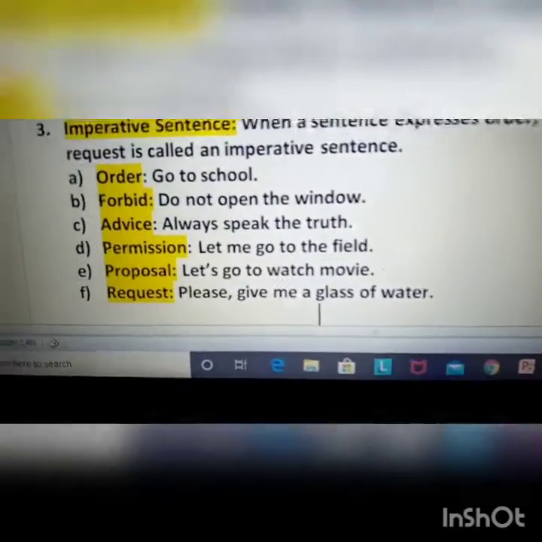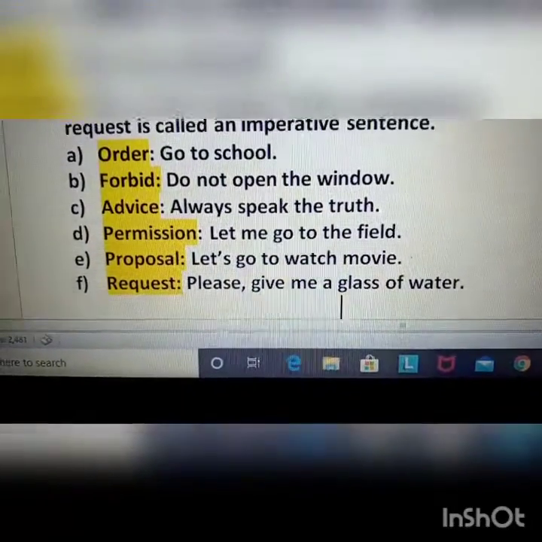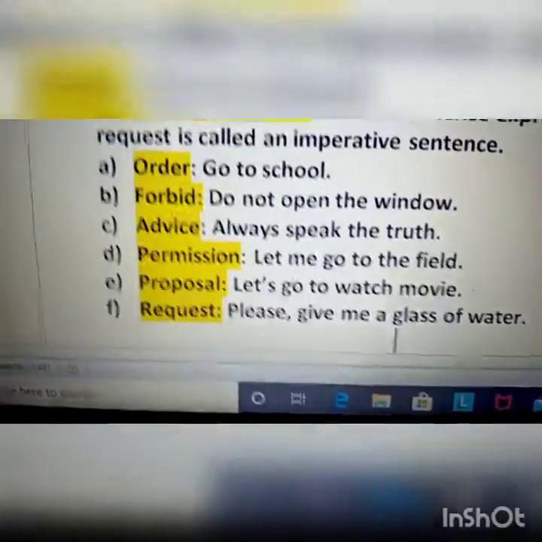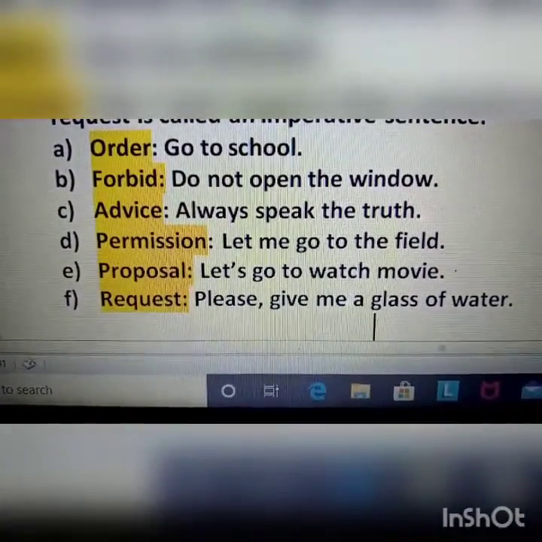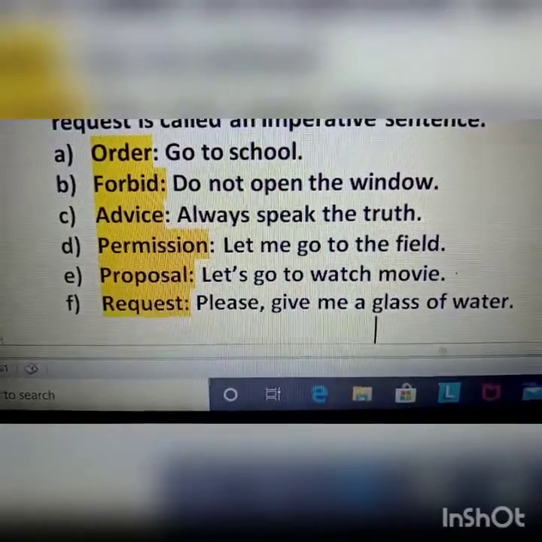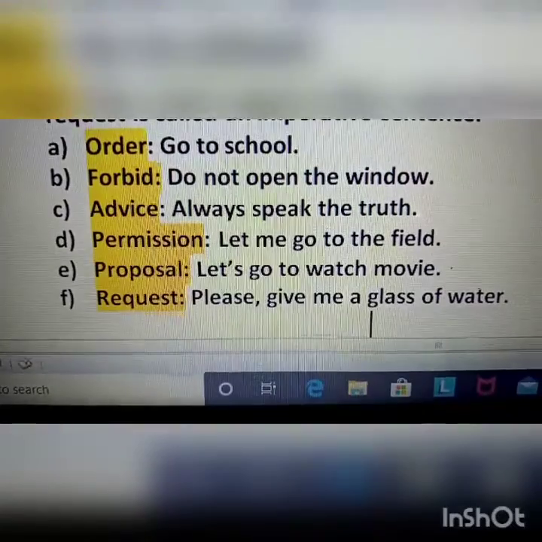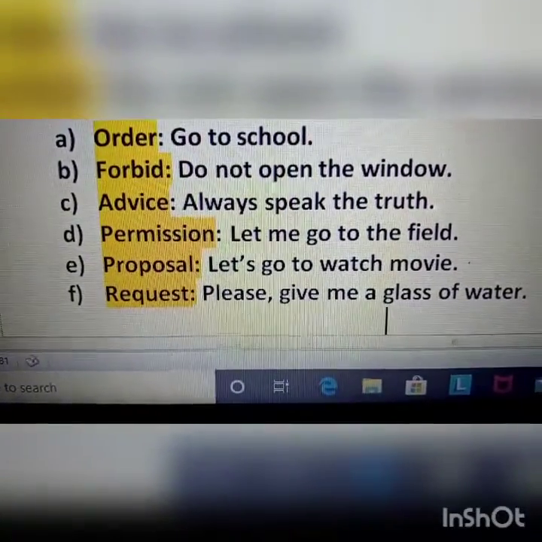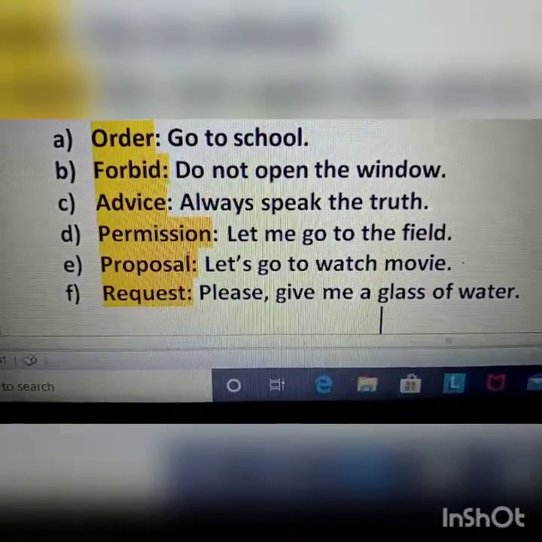Number A, order. Go to school. That means you have to go to school. Number B, forbid. Don't open the window. It is a prohibition.